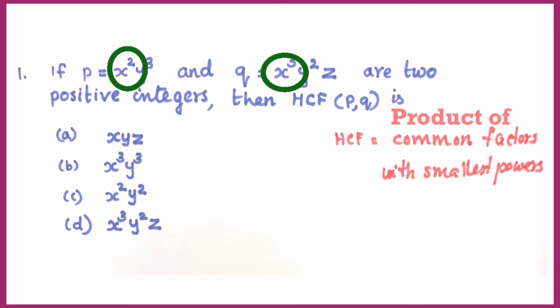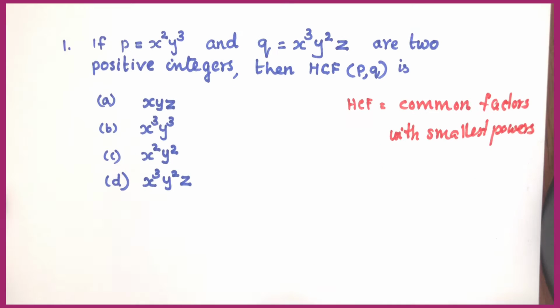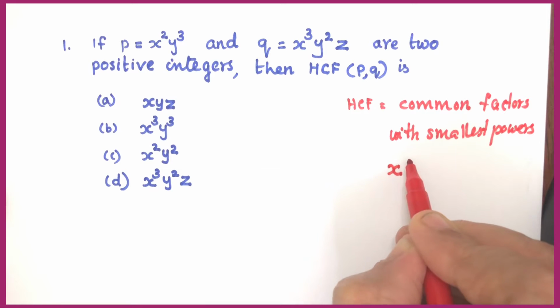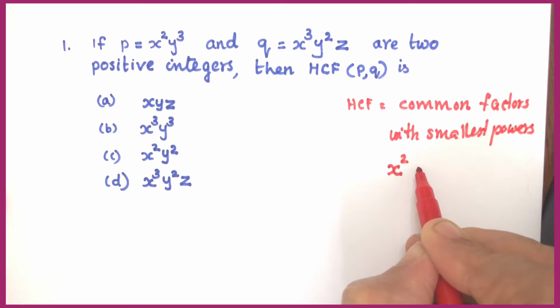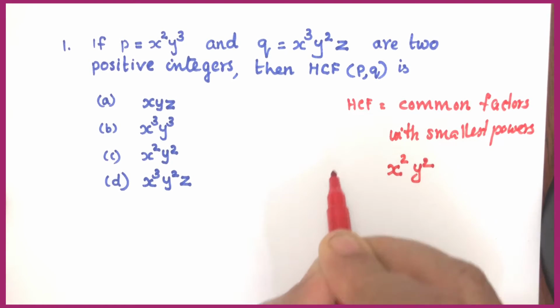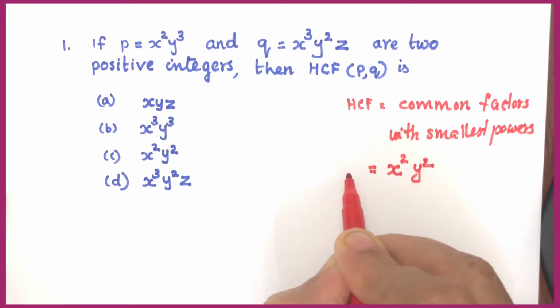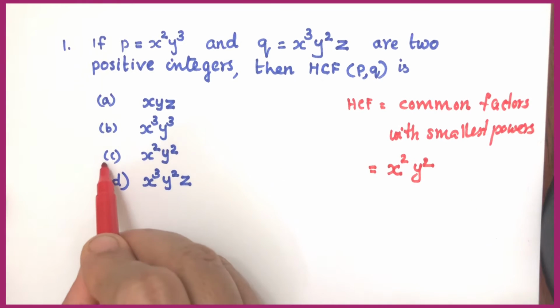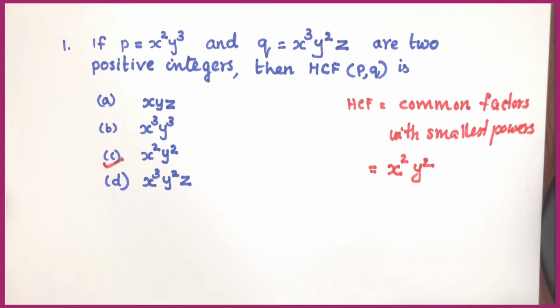x is common in both p and q. The powers of x are 2 and 3. Smallest number is 2, so we write x square. Next y. y is also common, and the smallest power for y is also 2, so we write y square. There is one more variable z, but z is not a common factor. So we take only x square times y square. That is option C.